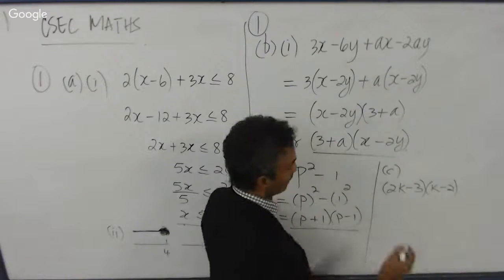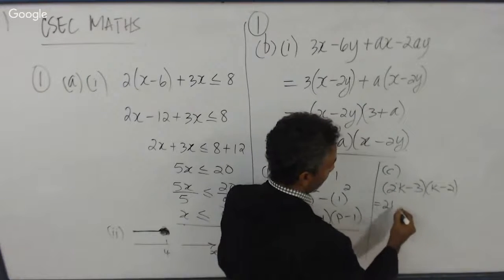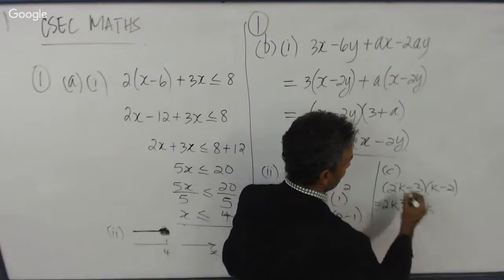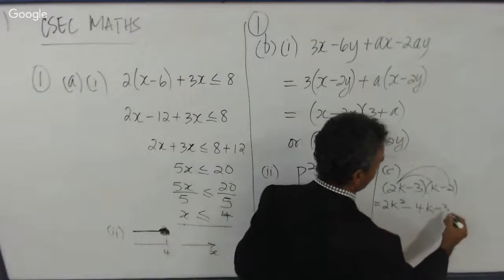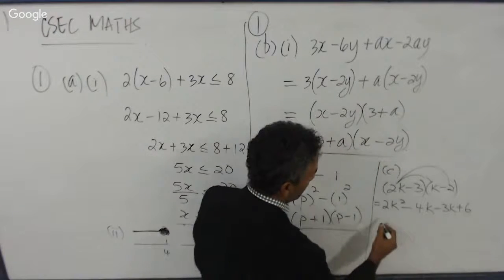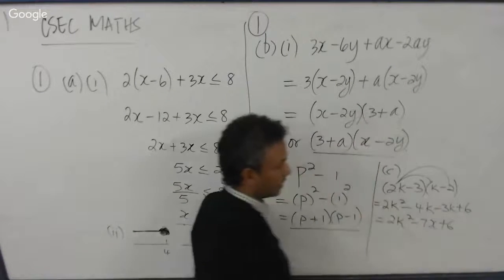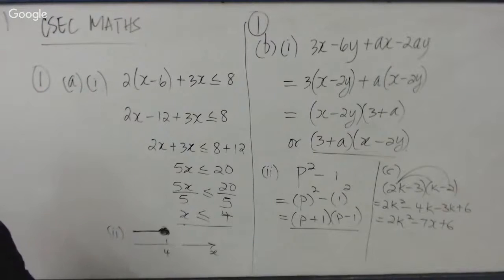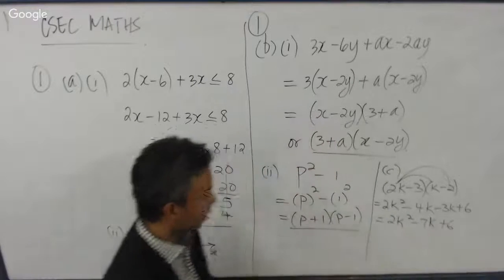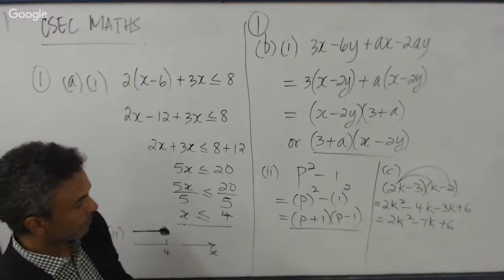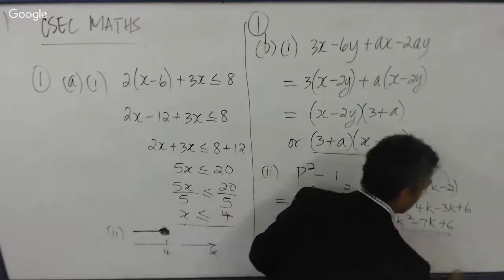Expand and simplify. 2k must multiply the k: 2k squared minus 4k. And multiply the 2k by k, 2k by minus 2. Minus 3k plus 6. And I'm getting 2k squared minus 7k plus 6. Sorry, not x, 7k. Okay? Can't be simplified any further. That's the answer. Okay?